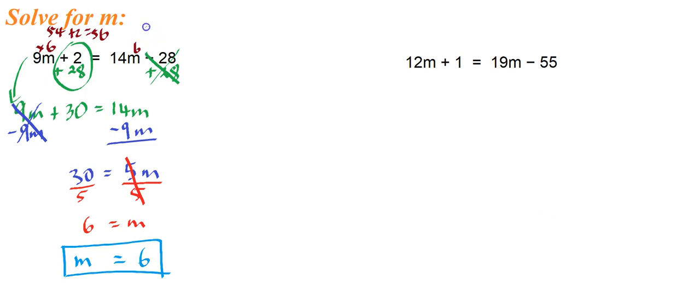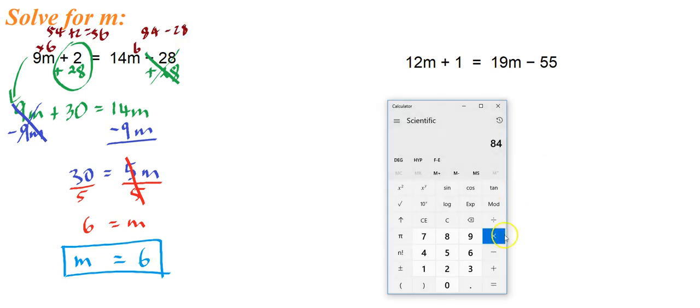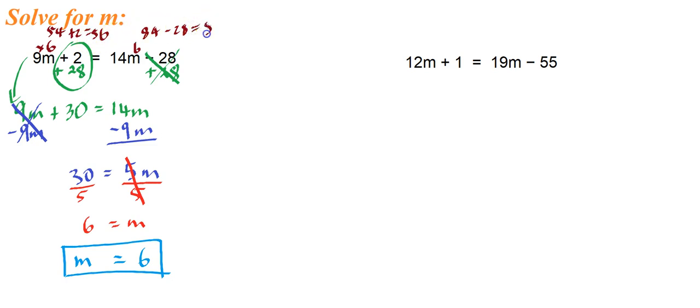So that's that. 84. And it's minus 28. So if we have our 84 and we minus 28, we are hoping it's going to be 56. It is 56. So it means that the right-hand side is equal to 56. The left-hand side is equal to 56. And therefore this must be correct.